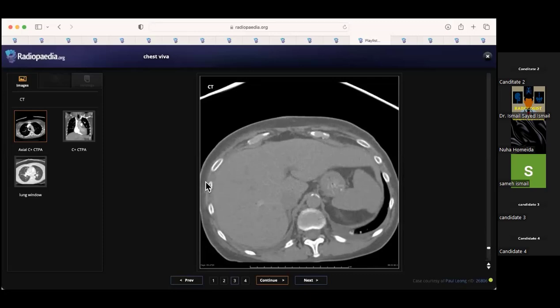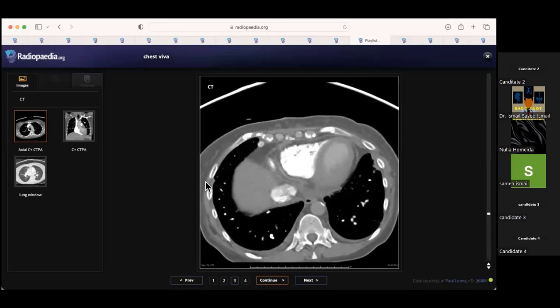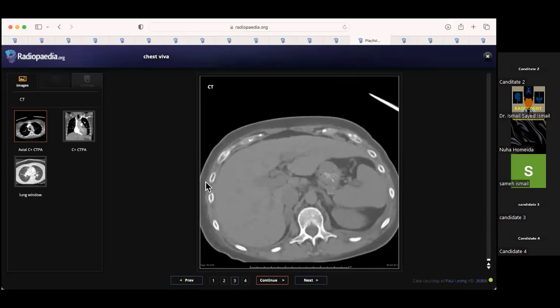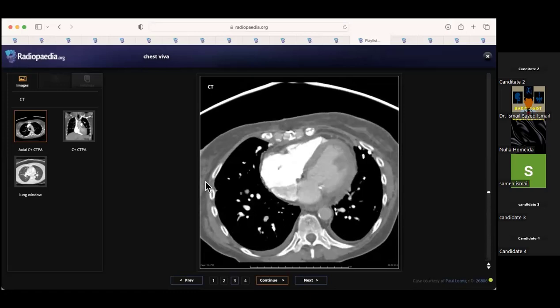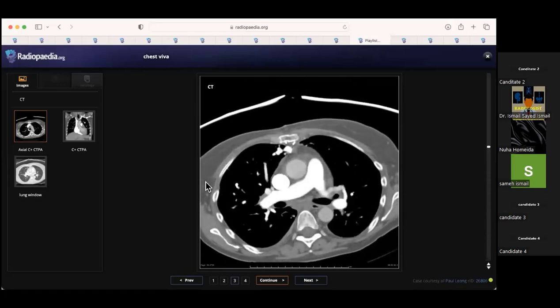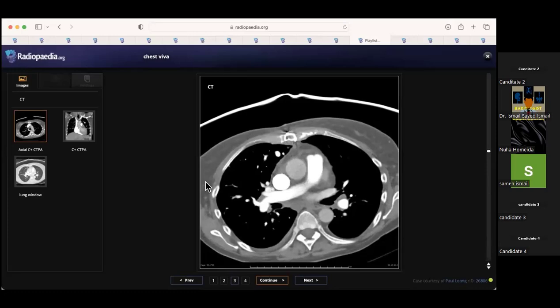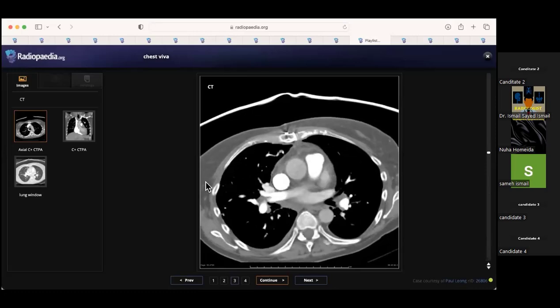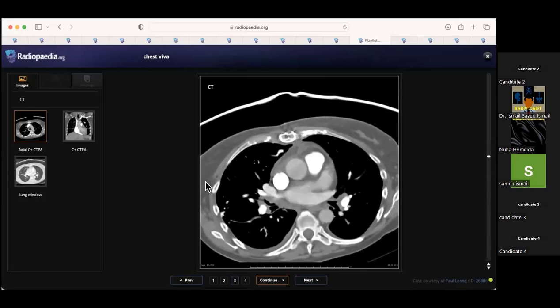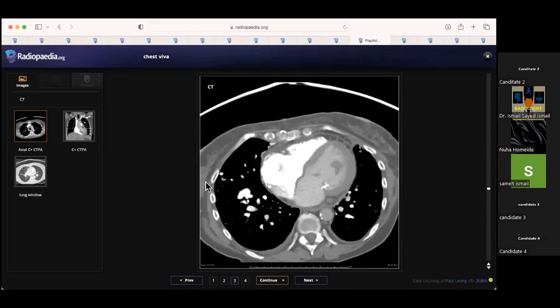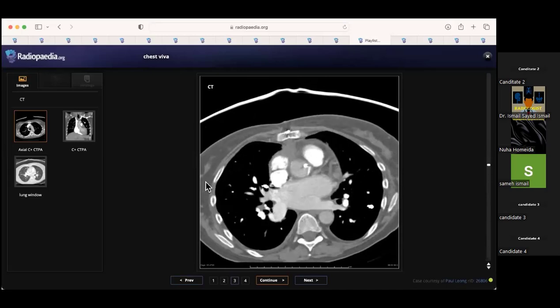In the liver, I can see there is not enough contrast for judgment, but I can see contrast in the hepatic veins. It's supposed not to be seen in this phase, so this is more likely a reflux of contrast from the right atrium. There is reflux of contrast. I want to see if there is any venous phase for this study.